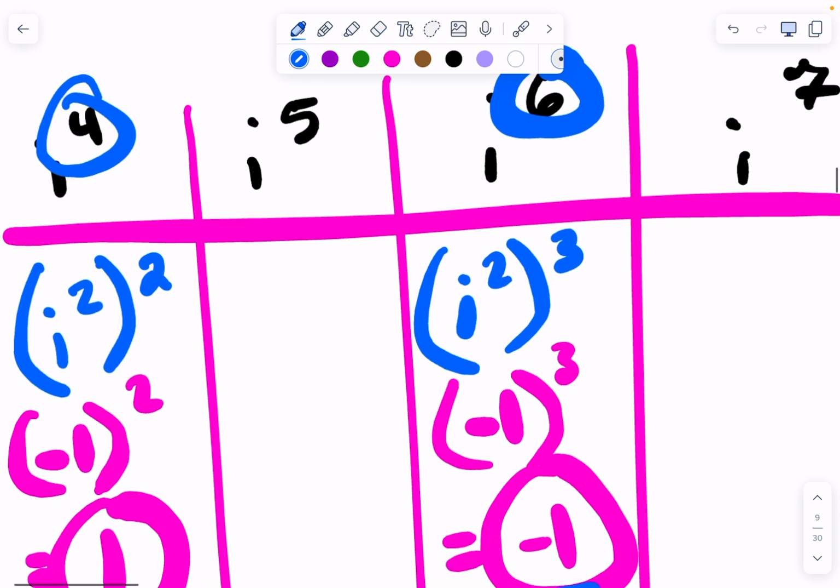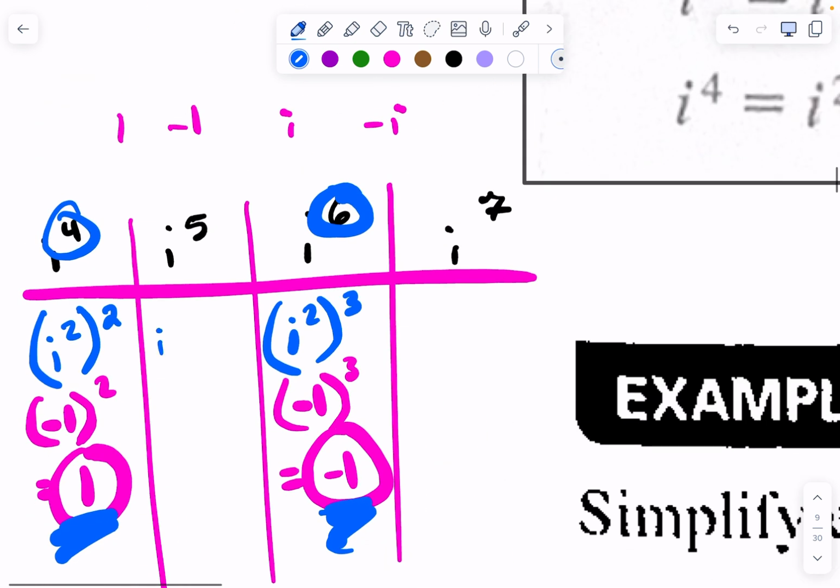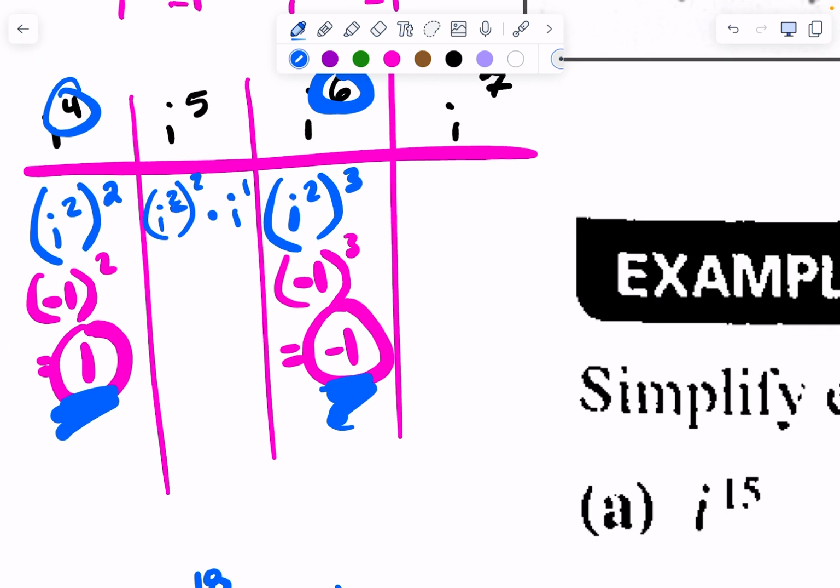Okay, now let's do the other ones. I to the 5th power. I know that if I do I squared twice, that gives me 4 of them. But then I have to multiply by another I to the 1st power to make 5 total. So 2 times 2 is 4, plus 1 more is 5. You see how that works? Now, I squared is negative 1 and negative 1 squared is positive 1, times this other I that's just chilling. So I to the 5th power ends up being just I.